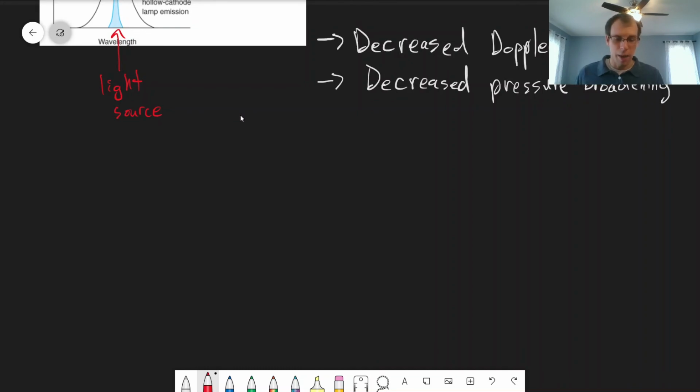So, okay, that's it for our light sources, and from here we're going to talk about a couple of other things in terms of looking at multiple elements at the same time, background correction, and types of interference in atomic spectroscopy.